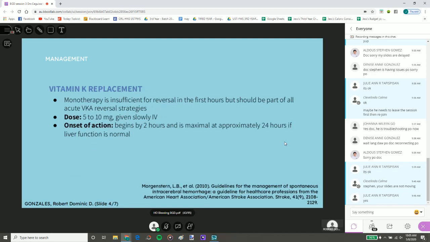So next, in combination with PCC, we also give vitamin K via slow IV infusion. Monotherapy is usually insufficient for reversal in the first hours, but again, this should be part of all acute VKA reversal strategies.